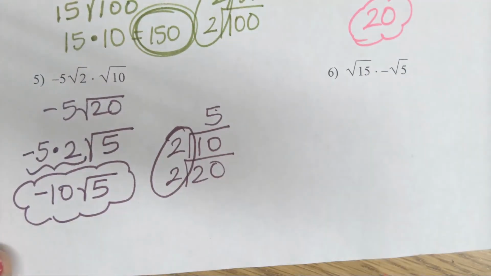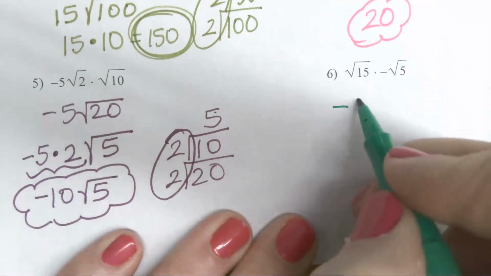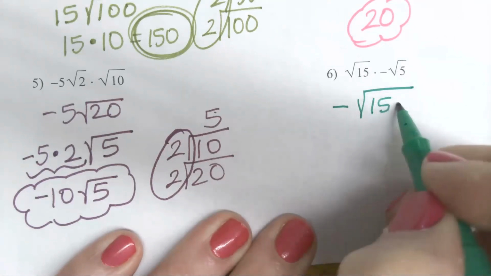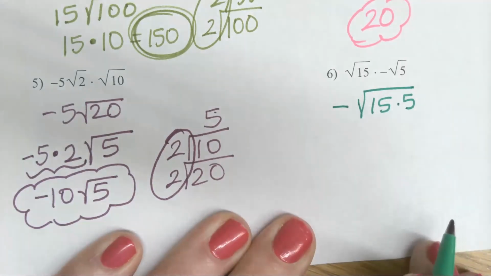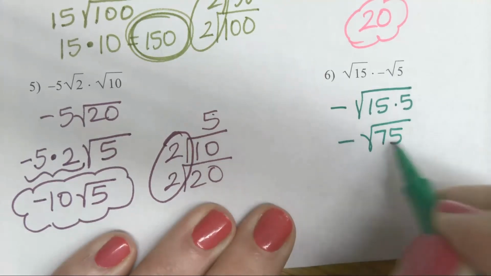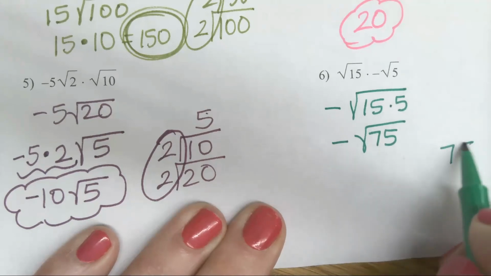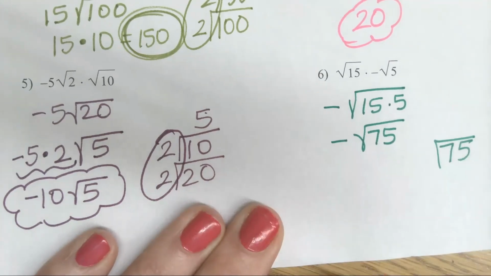So our last problem here, we have a negative in front, so I'm just going to bring the negative in front there, and then I'll do the 15 times 5, which is the square root of 75. And then off to the side, I'll do my division.